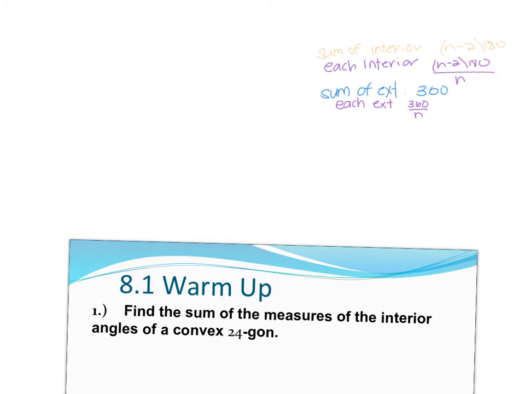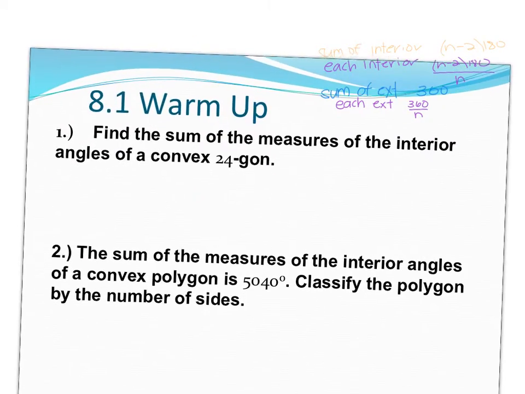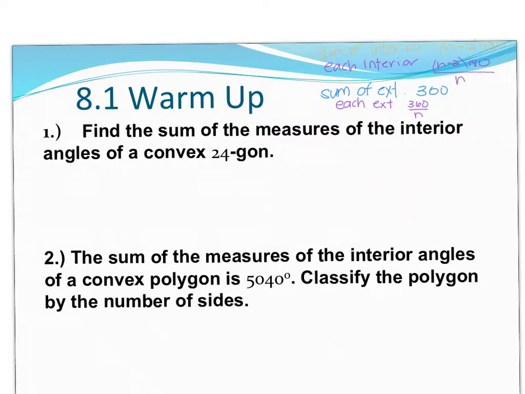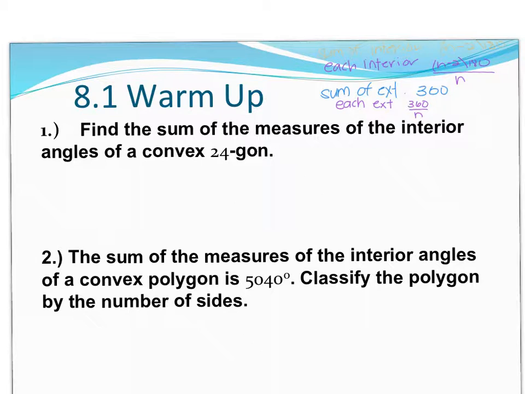So for 1, it says find the sum of the measures of the interior angles of a convex 24-gon. So my n is 24. And then I'd get 24 minus 2 times 180, which is 22 times 180.